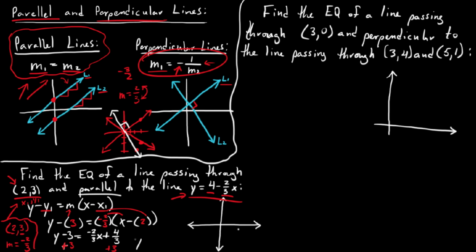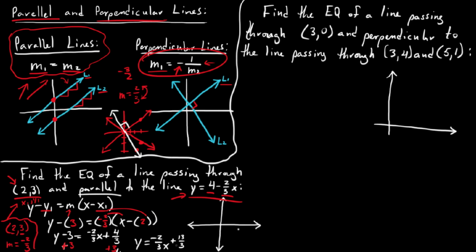So now we've got this. y equals negative 2/3 x. Okay, and 3 plus 4/3, 3 wholes would be the same thing as 9/3. And 9/3 plus 4/3 would give us 13 thirds.